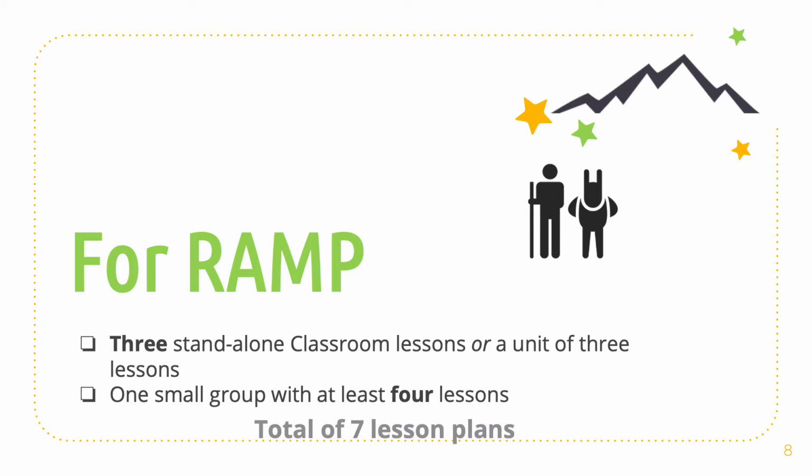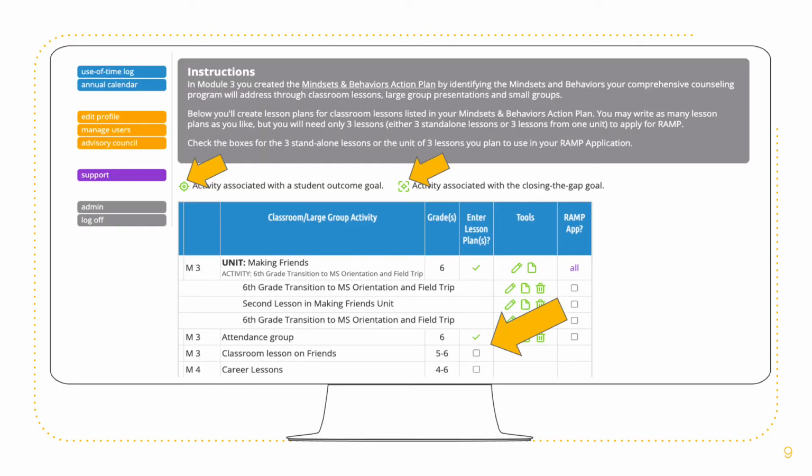We also strongly recommend that you create 3 lessons for classrooms and a small group that are tied to your 2 student outcome goals that you identified back in Module 2. You'll be able to see all of the activities that you included on your action plan, as well as which activities are tied to your student outcome goals. Those activities will have the green target and circle icons listed next to them. You'll start by selecting the classroom lessons that you wish to create lesson plans for. Simply place a check mark next to a particular lesson in the column titled Enter Lesson Plans, as you see here. Again, we recommend that you select just 3 classroom lessons and 1 small group that are tied to your 2 student outcome goals.